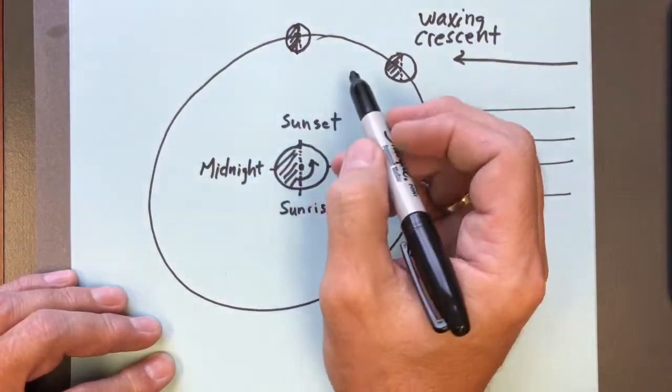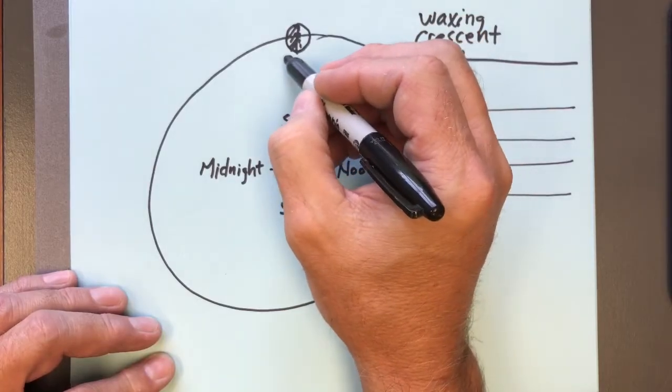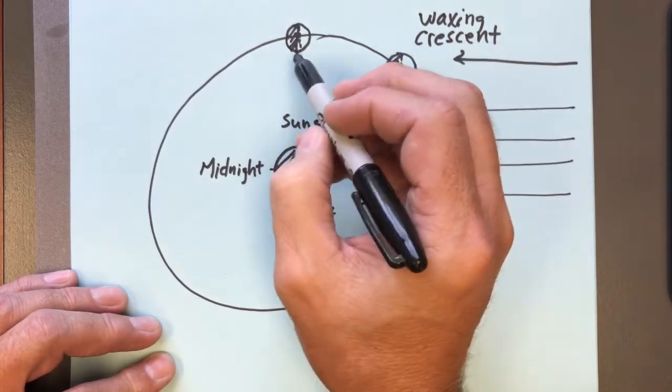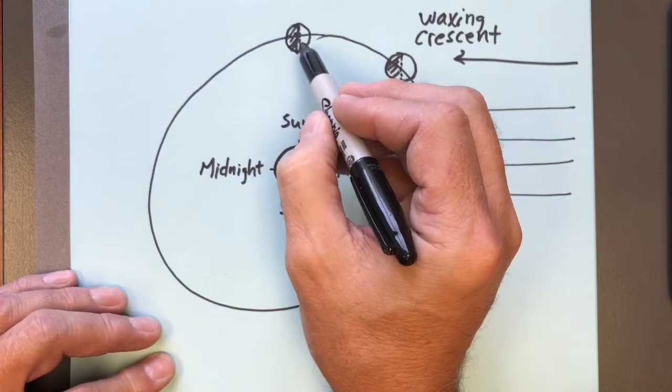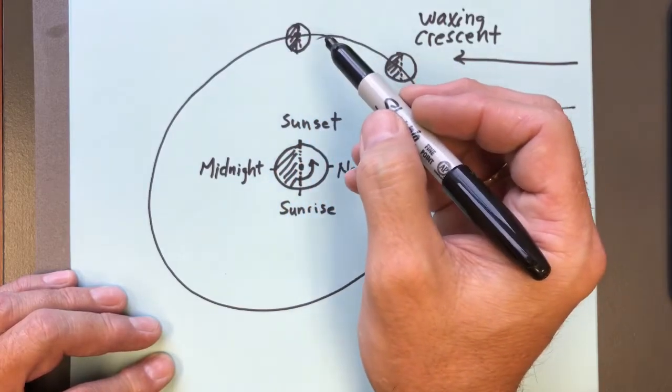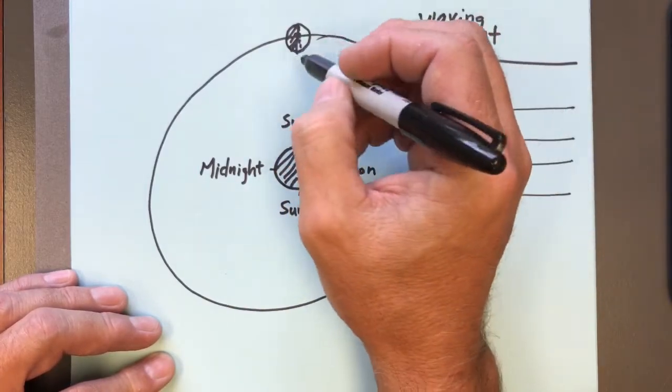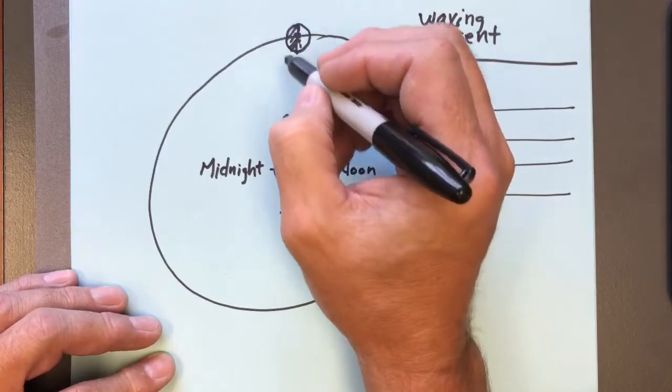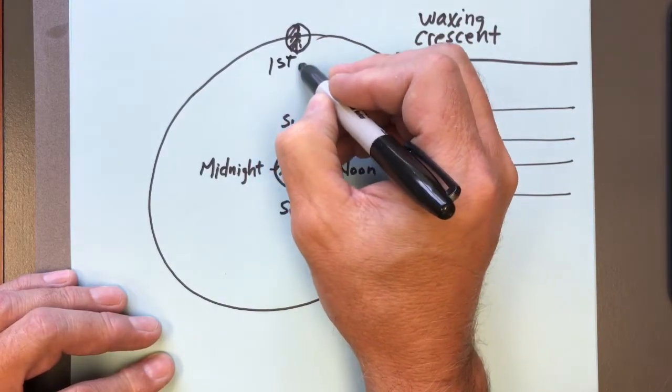What are you going to see? Well, that's half light, half dark. You're only looking at half of the moon in the first place, but half of that half is illuminated, so that's called a quarter moon, and this is the first quarter.